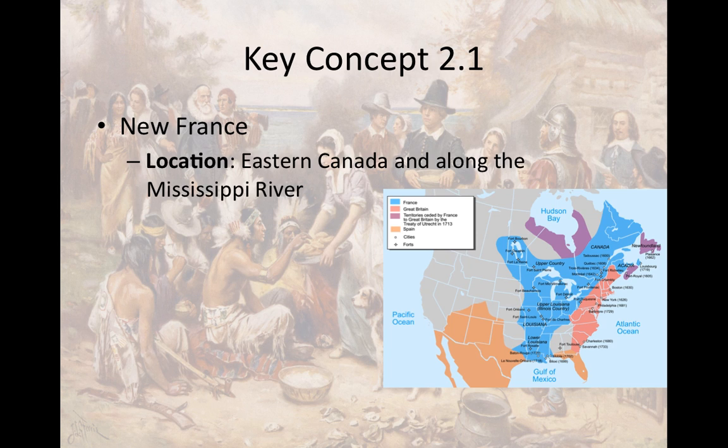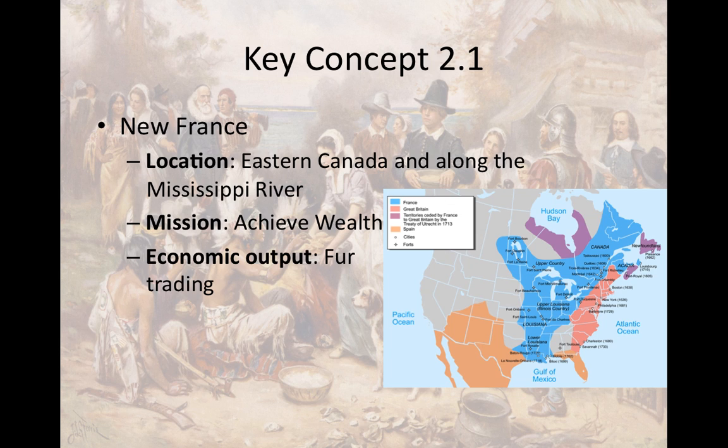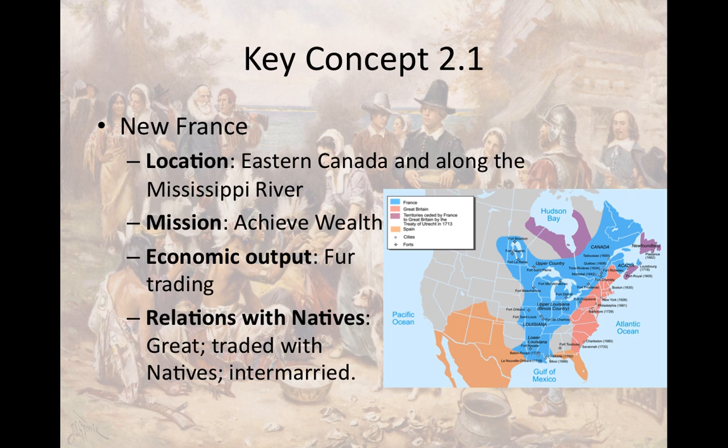Okay, so New France was located along the Mississippi River and also in northeastern Canada. It's indicated by blue on this map here. Its mission was to achieve wealth. It did so through fur trading with the natives, and since it was trading so often with the natives, their trade relations were great. Far superior than that of the English and the Spanish. In fact, they oftentimes intermarried with one another and lived among one another.